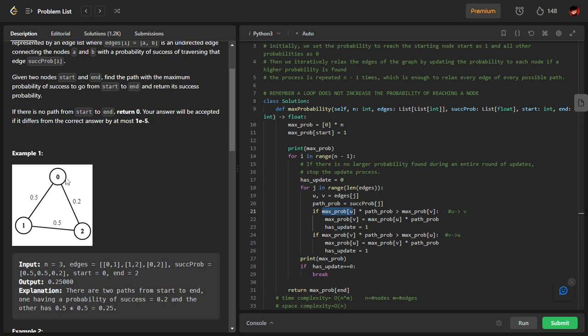That means, see, I'm at one. Sorry, I'm at zero. I'm trying to come to one. What will happen is the probability of me starting at zero times the probability of 0.5 will give me the probability to reach one. That's what I'm trying to check.